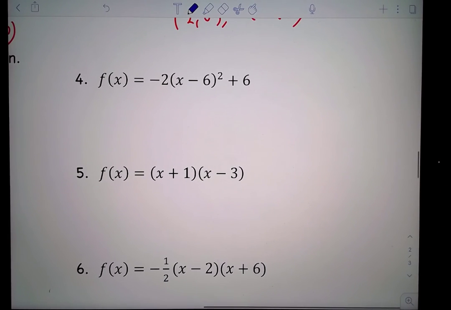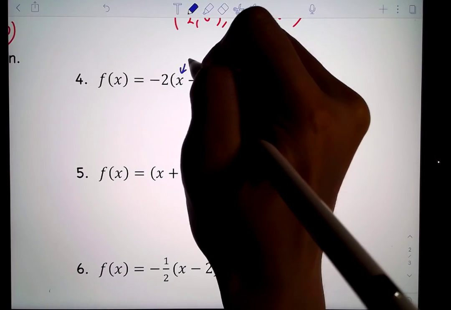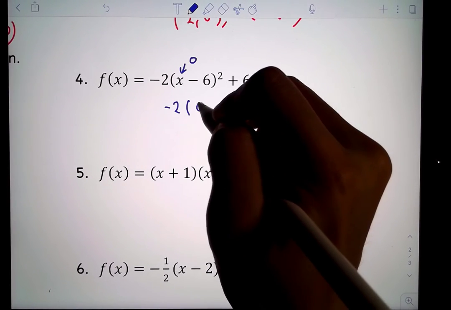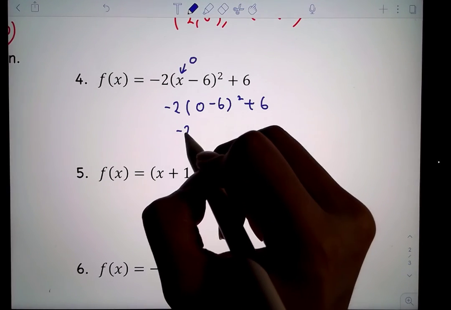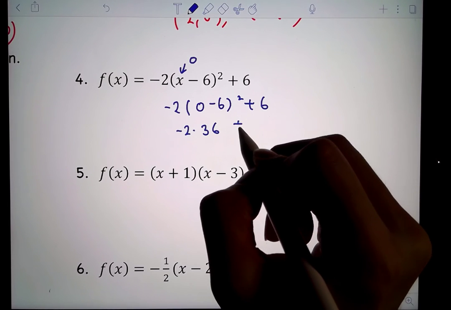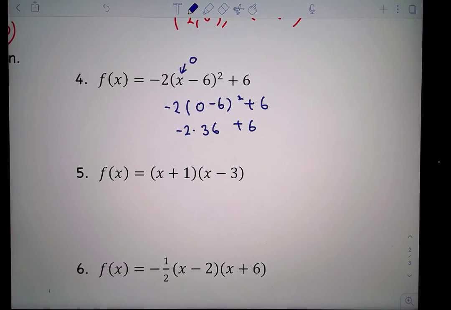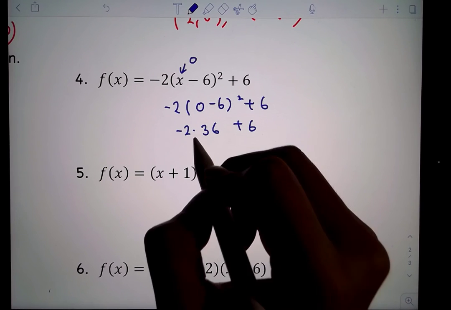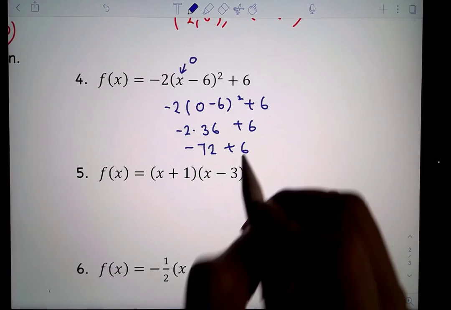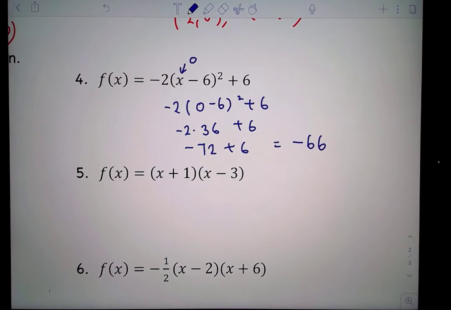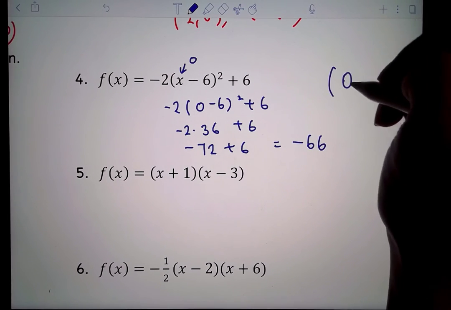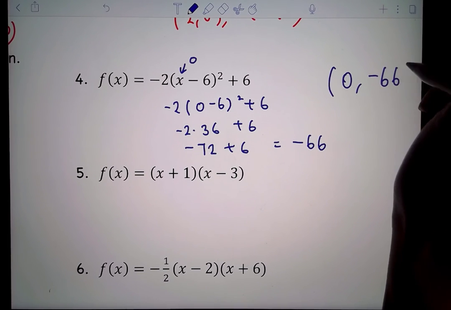And number 4. Same thing. You put 0 into x. Then you get negative 2 times (0 minus 6) squared plus 6. 0 minus 6, that's negative 6. Negative 6 squared, that's 36. Right? So negative 2 times 36 plus 6. Negative 2 times 36, that's negative 72. Plus 6. Then you get negative 66. Right? So my y-intercept will be (0, negative 66).